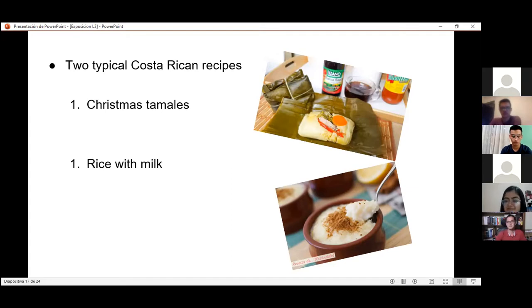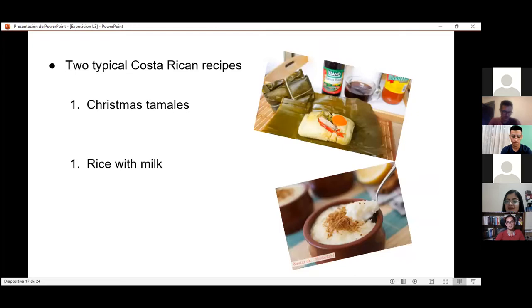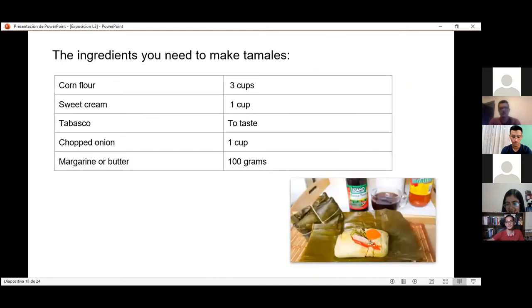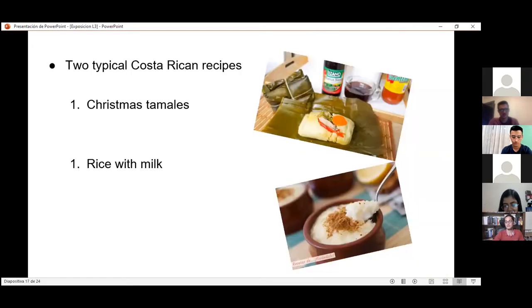That's it. It's okay. Well, has a short introduction to typical Costa Rican dessert. No, after the first presentation. Next. Yes.